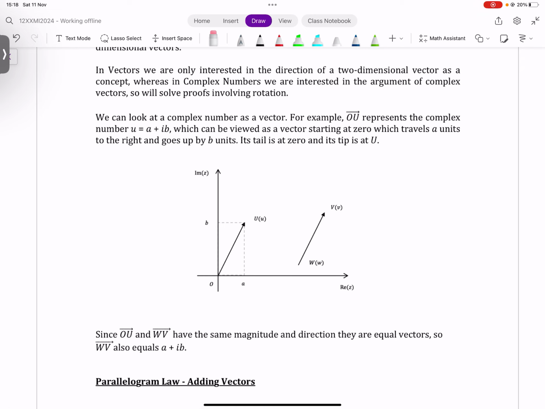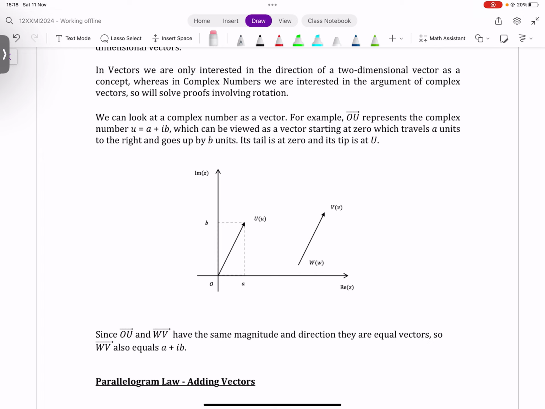So for example, the vector OU represents a complex number U is a plus ib, which can be viewed as a vector starting at 0, which travels a units to the right and goes up by b units. Its tail is at 0 and its tip is at U. Now we have these two vectors here, OU and WV, which have the same magnitude and direction. That means they're equal vectors. So the vector VW is also a plus ib. And that follows everything we've learned in extension 1.